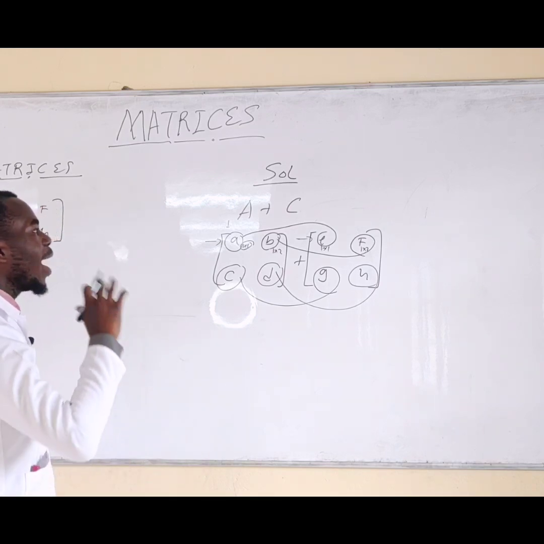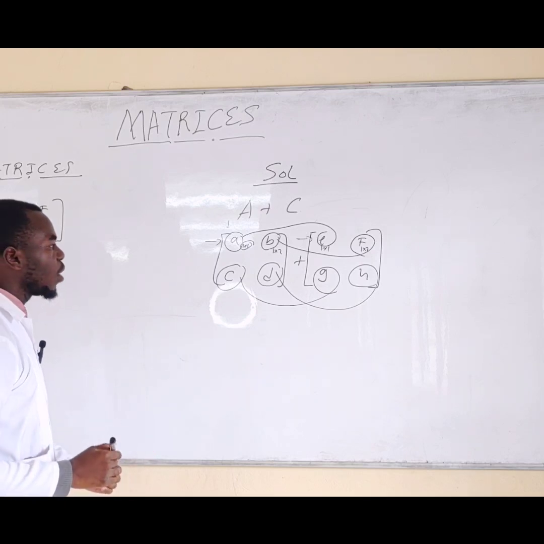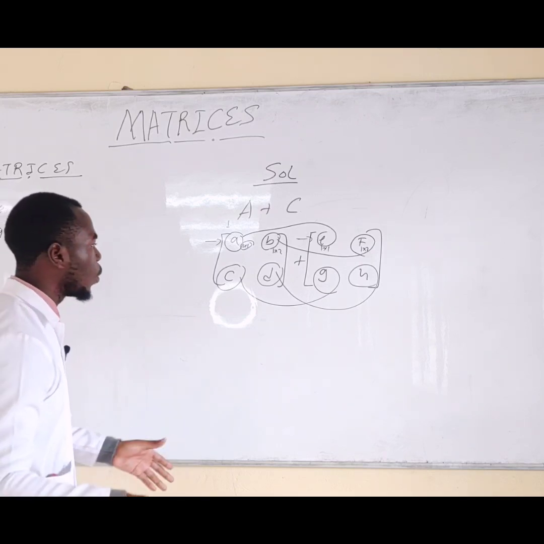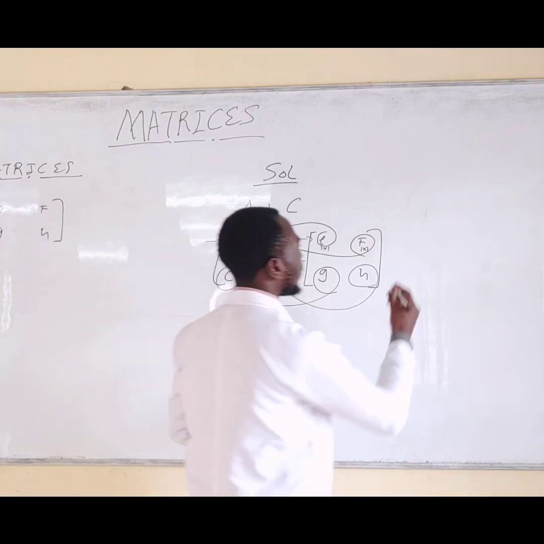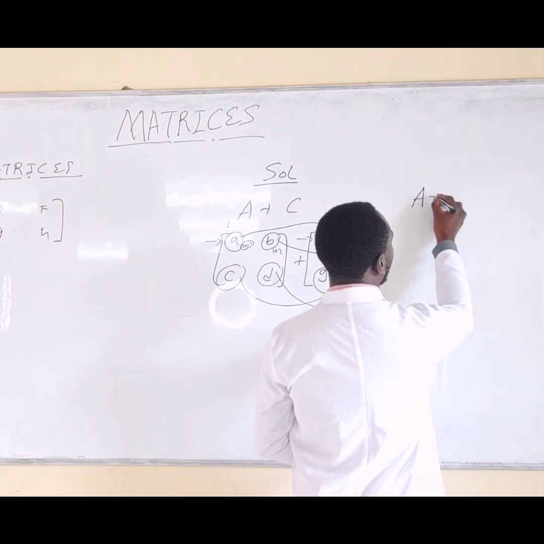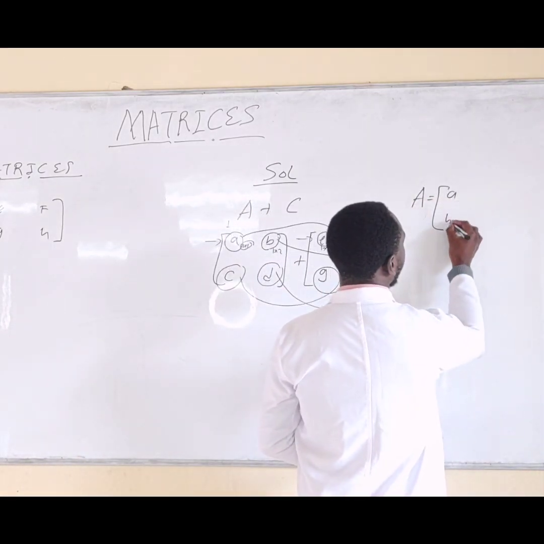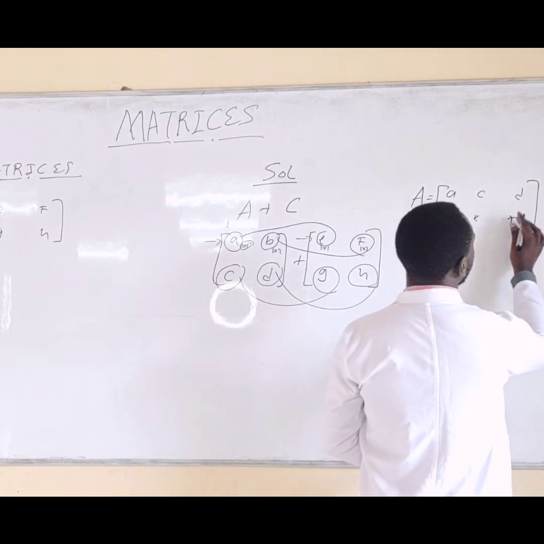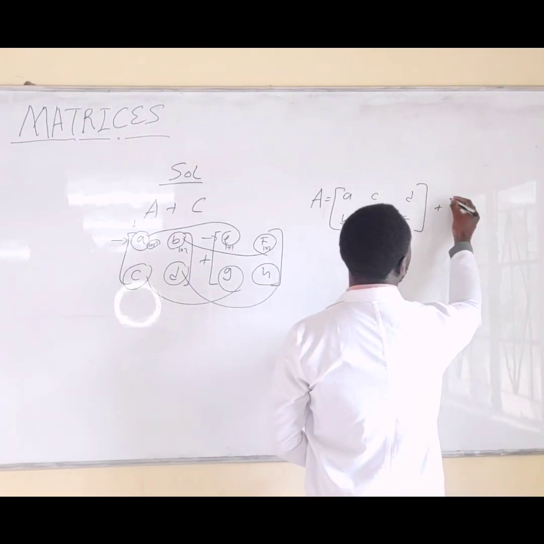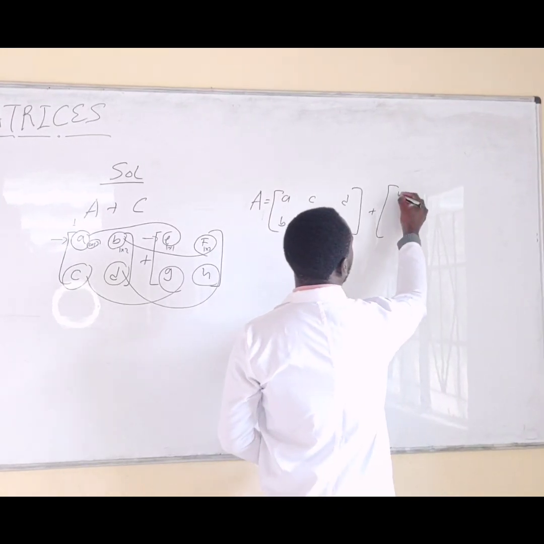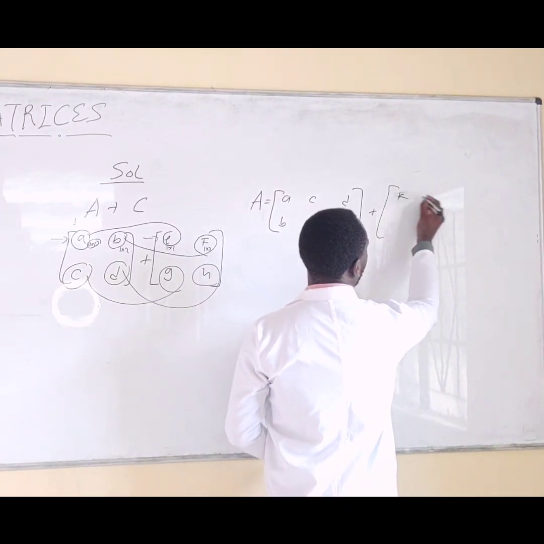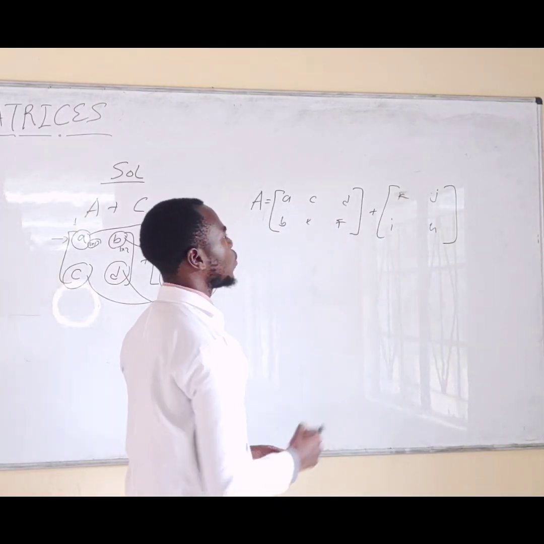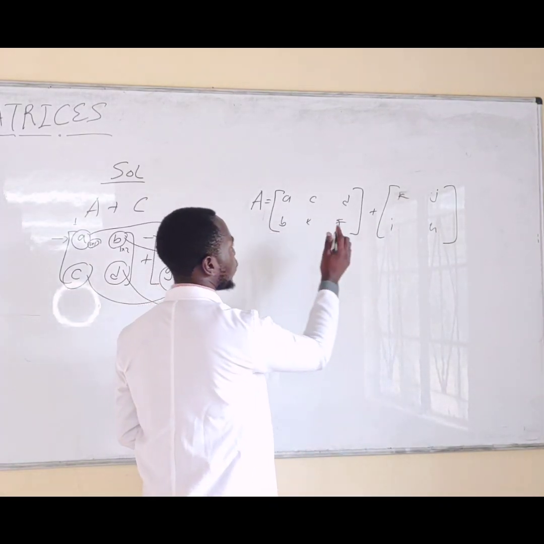Yes. Now, to add two matrices, first thing you have to follow is the order. If two given matrices have different orders, you can't add them. For example, let's say you have matrix A, B, C, D, E, F. You have something like this. Then to add them with K, J, I, H. These two matrices, you can't add them.